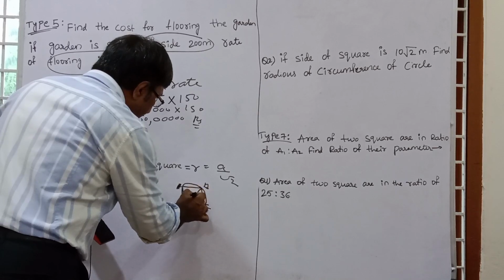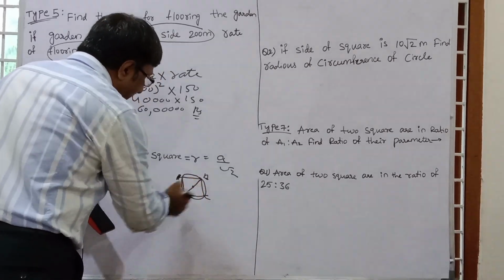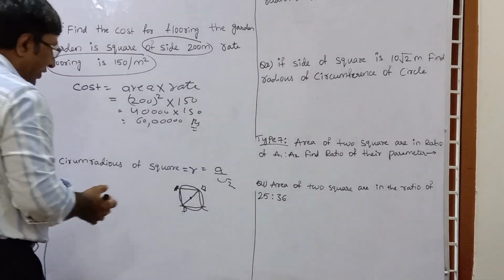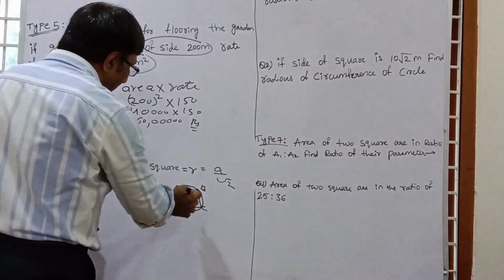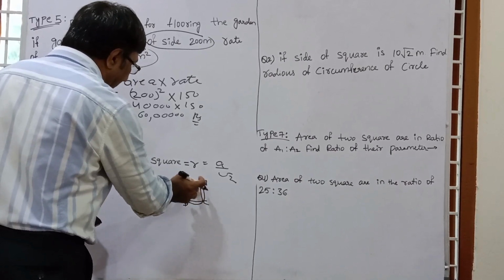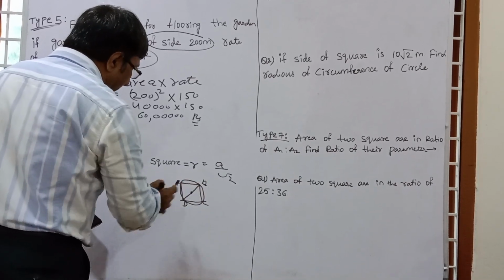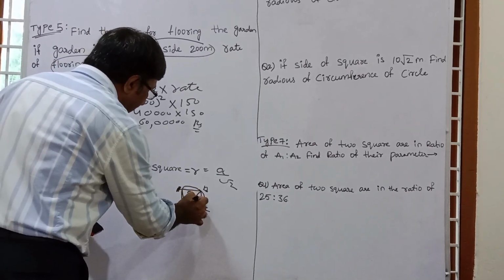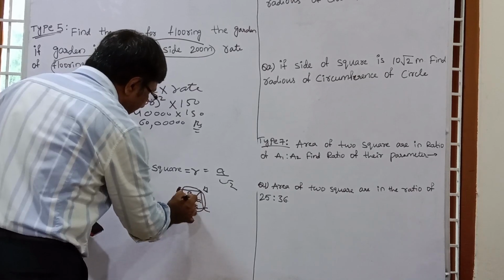So when we connect this line, what is BD? BD is the diagonal of the square, and you can also say it is the diameter of the circle. So this is the diagonal and also the diameter of the circle. Suppose this square has side A. So this is A, this is A, this is A and this is A.